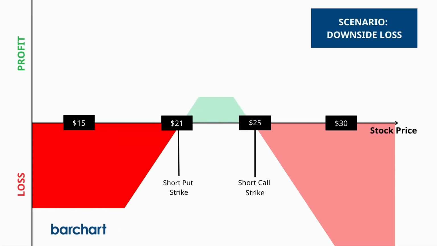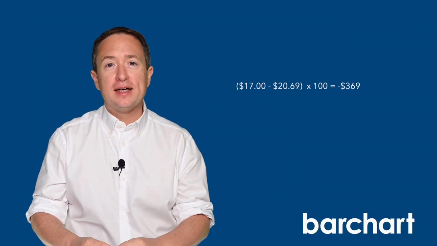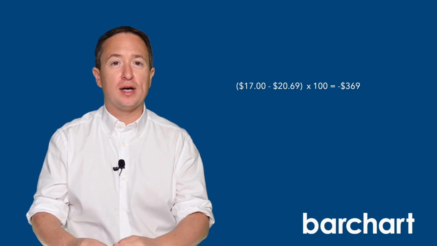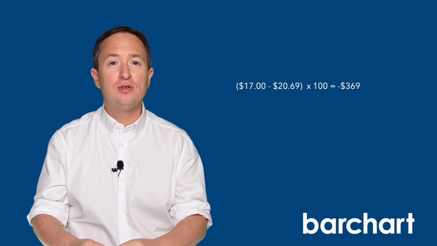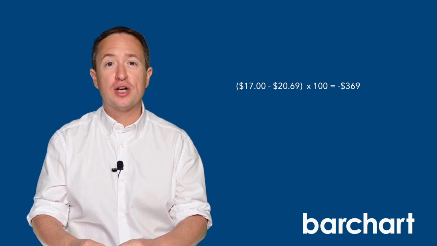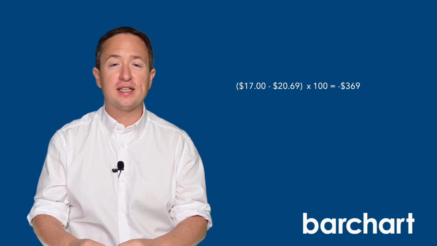If GameStop trades at $17 by expiration, now the short put will be in the money, and you'll lose money on that leg. To calculate the loss, subtract the current trading price from the lower break-even price, then multiply it by 100 for every short strangle contract that you sold. For this trade, it works out to $369 per contract.